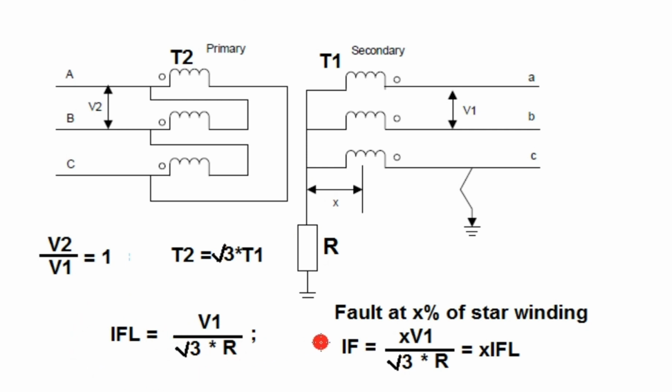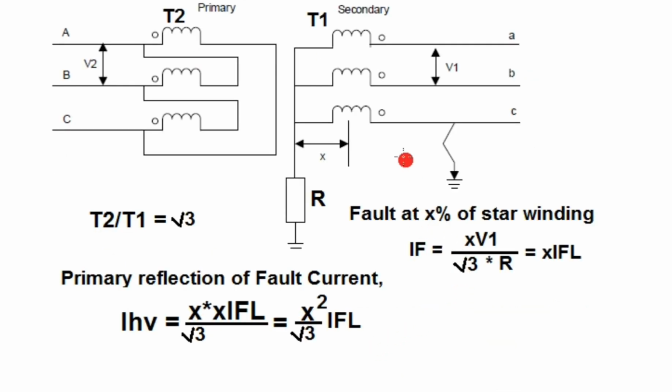Okay. Now consider that an earth fault occurs at X percentage of the winding from the neutral point. What will be the voltage? The phase to neutral voltage will be X percentage of V1 by root 3, and the fault current will be IF is equal to X into V1 by root 3 into R, that is X into the full load current. So if any earth fault occurs at X percentage of the winding from the neutral point, the fault current will be X percentage of the full load current.